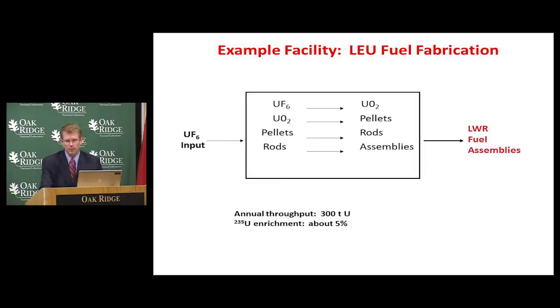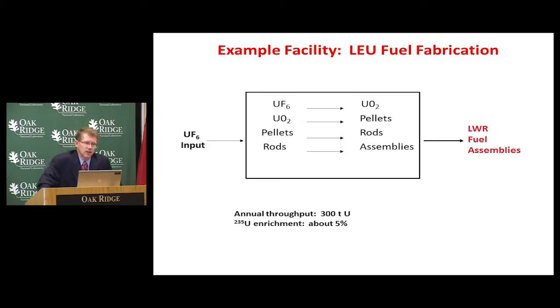So let's talk a little bit about an example using a fuel fabrication facility. The feed material for a fuel fabrication facility is uranium hexafluoride, UF6. This is what's contained in large industrial steel cylinders. The primary output of a fuel fabrication facility is the fuel assemblies, which then go to the light water reactors.